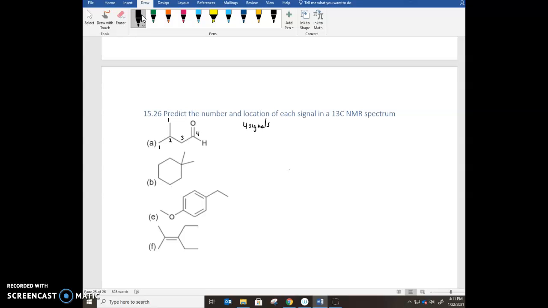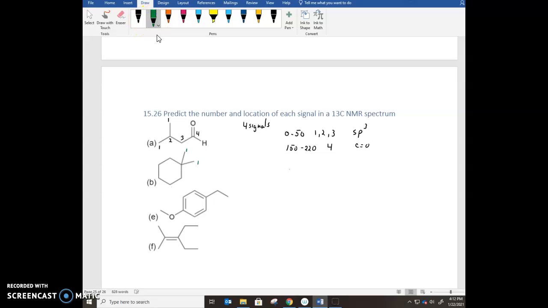We will expect to see between 0 and 50 signals 1, 2, and 3. Those are all sp3 hybridized carbons. We'll expect to see signal number 4 between 150 and 220. That'll be signal 4 because it's a carbonyl. Let's look at the next one.